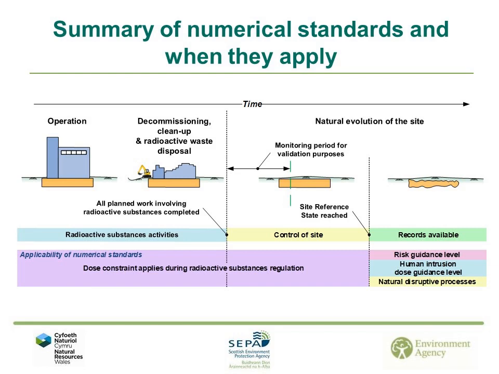Lastly, Requirement R12 requires operators to consider natural disruptive processes when assessing a representative person against the risk guidance level given in Requirement R10 and the dose guidance level given in requirement R11.